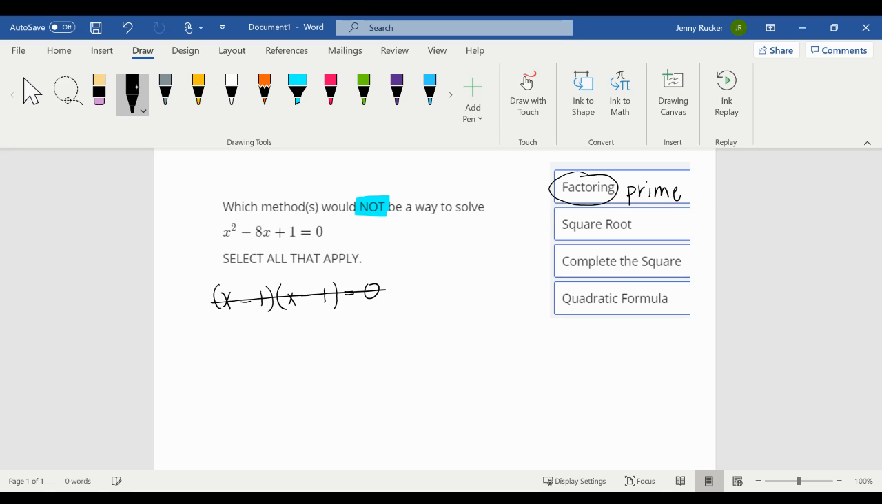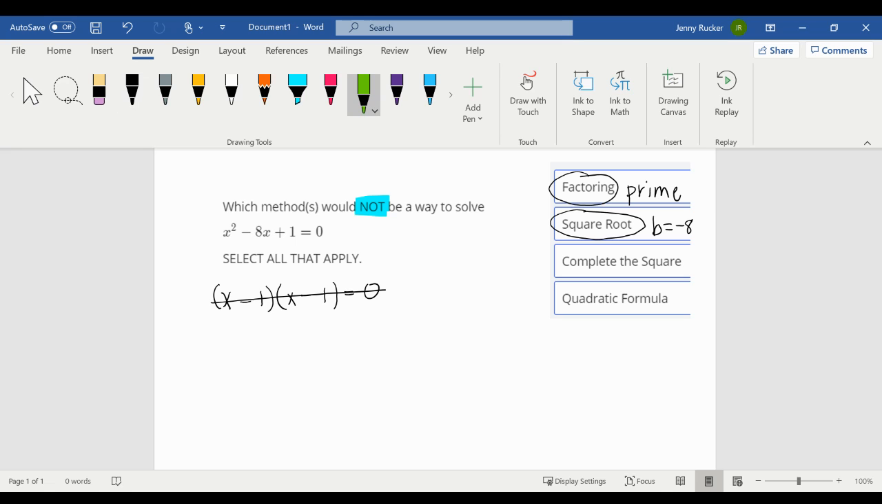It is not factorable. We could not use square root. So since the question says which method would not be a way to solve, we want to select square root. We know that we cannot use the square root method because b is equal to negative 8. So when we have that linear term of negative 8x, we cannot isolate x squared and solve by square root.